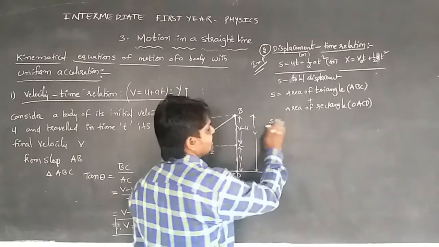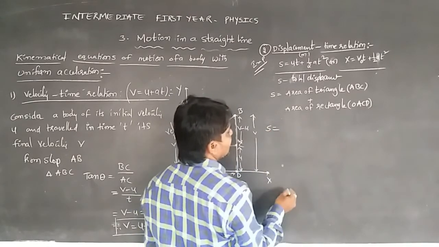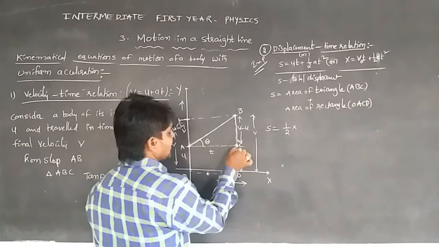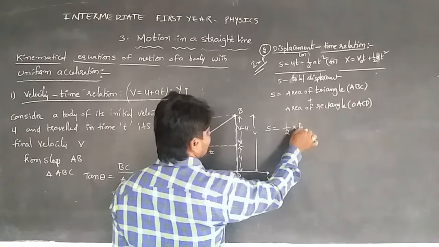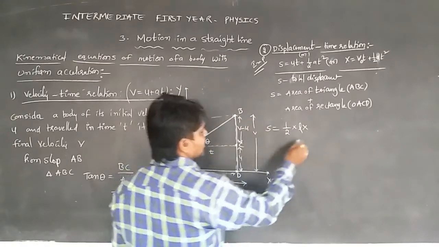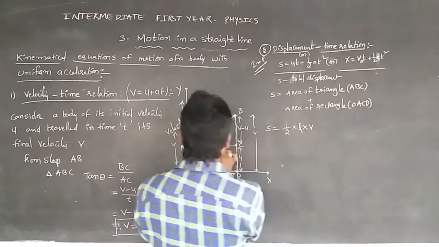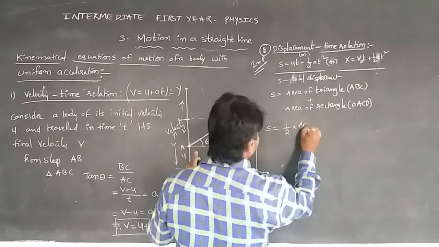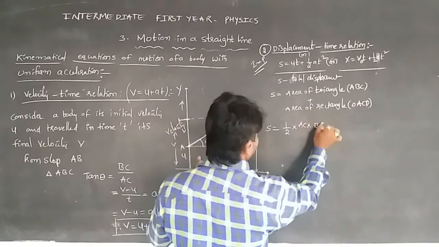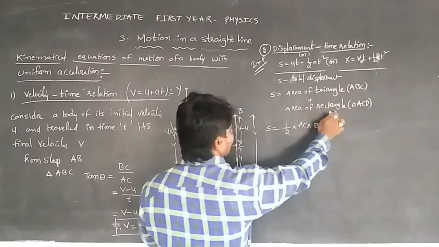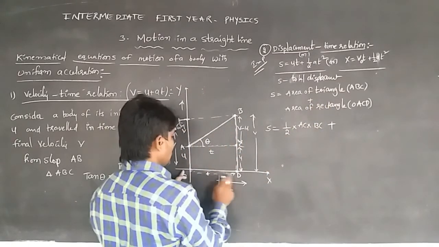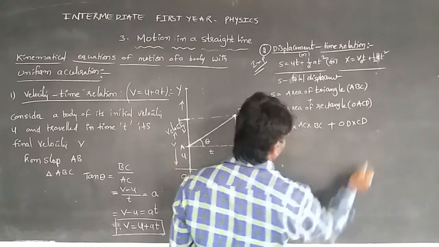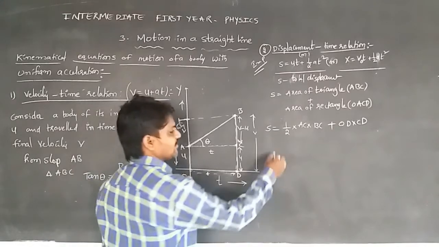OACD. So for the easy calculation, S is equal to the area of the triangle, which is half into length, the length being AC, into breadth, which is V minus U, here BC. Plus the area of the rectangle, length into breadth, which means OD into CD. We already have the total values, so that's why we are substituting the values.